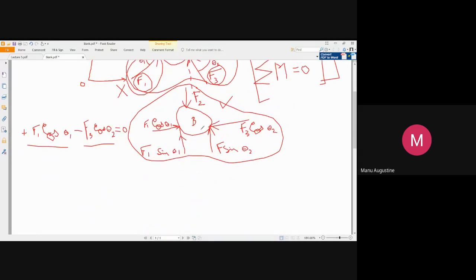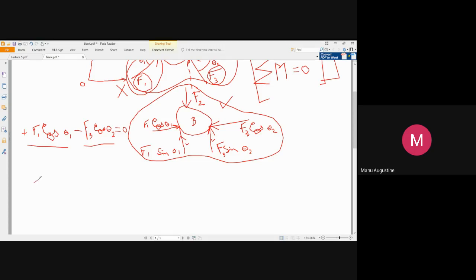Now there are three vertical forces. One force is F2 acting downwards. One force is F1 sine theta 1 acting upwards. Another force is F3 sine theta 2 acting upwards. So out of these three forces, these two forces are positive because according to the sign conventions, they are acting in the upward direction and have to be taken with a plus sign. F2 is acting downwards and according to the sign conventions, this has to be taken with a negative sign.